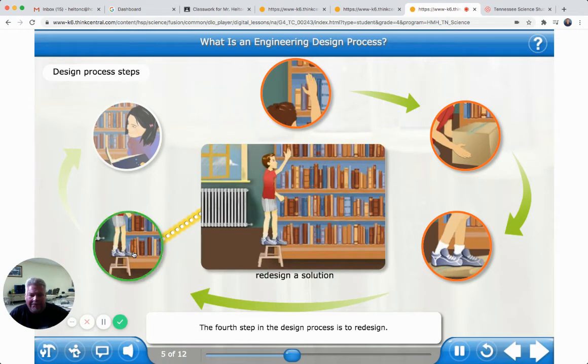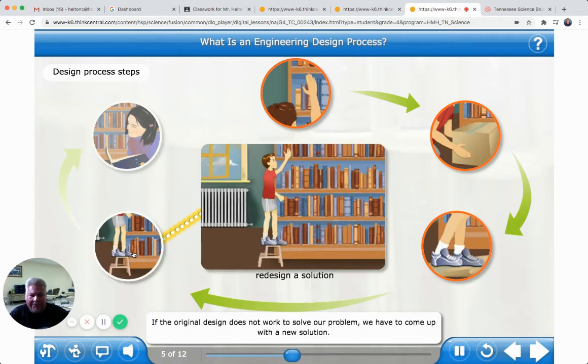The fourth step in the design process is to redesign. If the original design does not work to solve our problem, we have to come up with a new solution. If the first design did work, this step can be skipped.